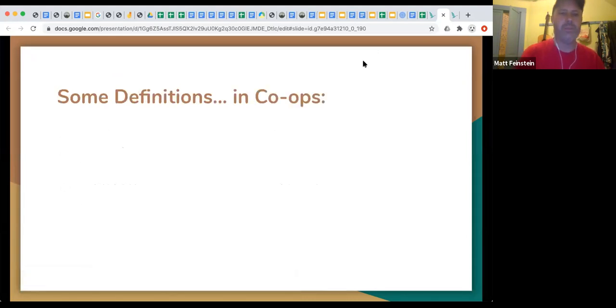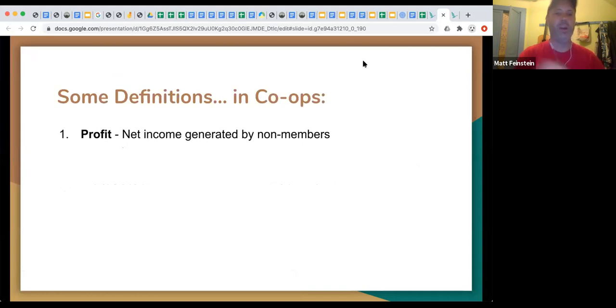So here we're going to get into some co-op specific stuff. So profit is the net income that's generated by non-members. You don't just talk about profit as all net income in cooperatives. It's a very specific definition. Because a lot of co-ops have members and non-members. In worker co-ops, you might have a lot of your workers being members, but some of your workers are on membership track or they're not wanting to be members right now. So anything that's generated by them, you just calculate how many hours they worked. You take a percentage of your net income, and that's called profit.